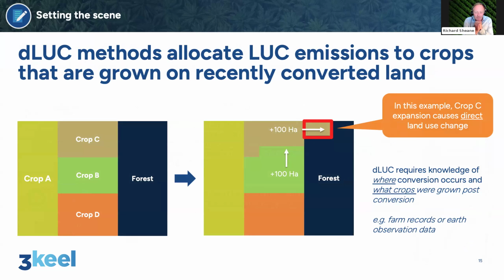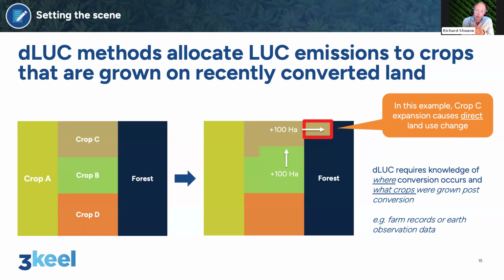So, direct land use change. This is a very simplistic view of an example area. We've got some crops on the left, and some forest. As a starting point on the left-hand side, you've got 4 crops, and then there is a land use change event. You can see crop C at the top has had 100 hectares encroached onto forest land. So this is an example of where crop C has caused direct land use change. If you were calculating direct land use change, you would want to quantify the emissions from that forest loss and then allocate them to crop C.